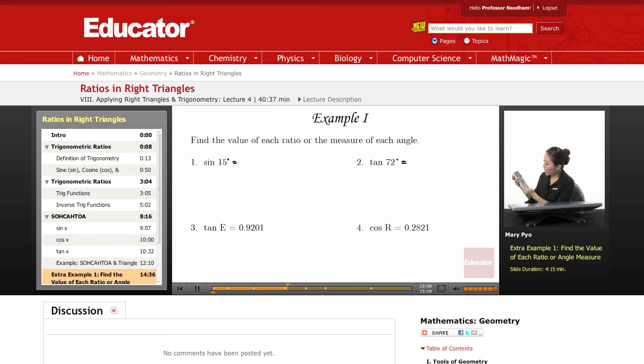So you go on your calculator, just punch in sine of 15. And because you're writing 15 right after you punch sine, the calculator knows that 15 is the angle measure. So then the answer becomes 0.2588.